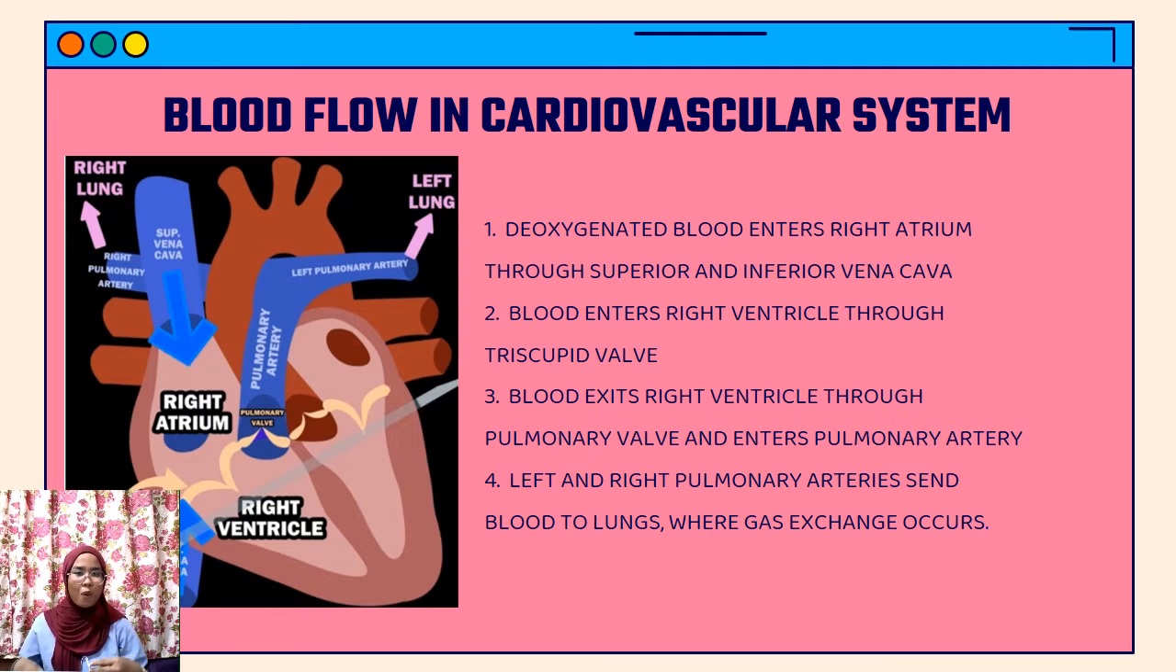Then, blood will enter the right ventricle through the tricuspid valve. Next, blood will exit the right ventricle through the pulmonary valve and enter the pulmonary artery. Lastly, the left and right pulmonary arteries send blood to the lungs where gas exchange occurs. The blood will discard carbon dioxide and pick up oxygen.